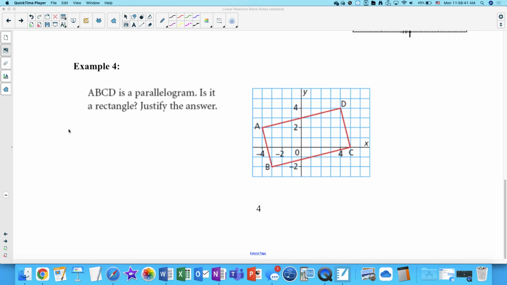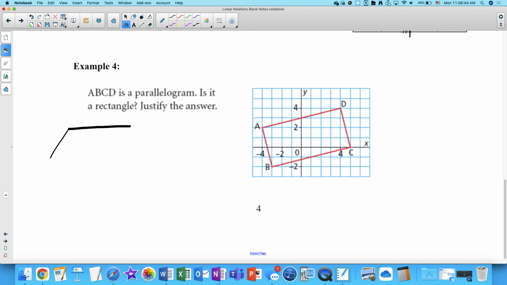So something like this is a parallelogram, where I've got 2 sets of parallel sides. We want to know, is it also a rectangle? If this is a rectangle, the property of a rectangle is that it has to have 4 right angles. So if we were just asked if this shape was a rectangle, we'd actually have to calculate the slopes of all 4 line segments. But given that it's a parallelogram, we can reduce some of the work that we have to do.